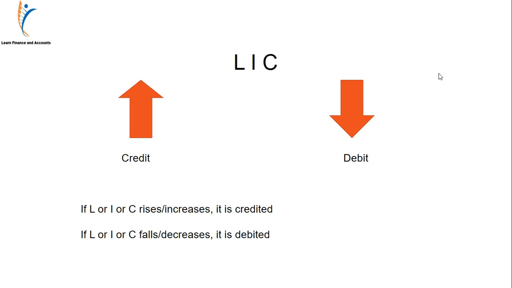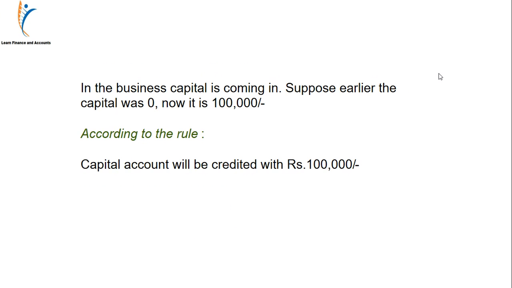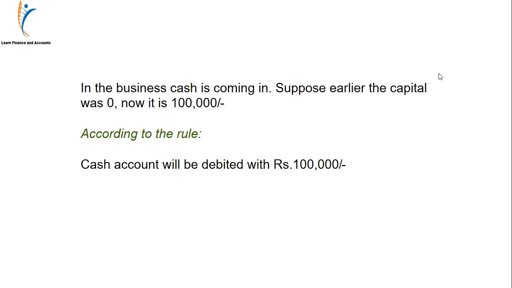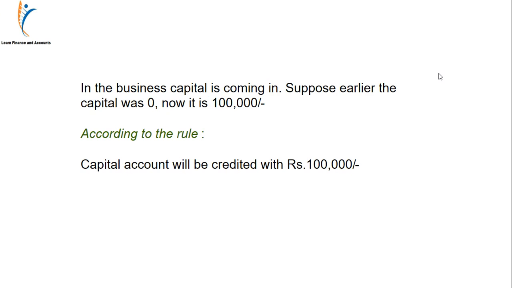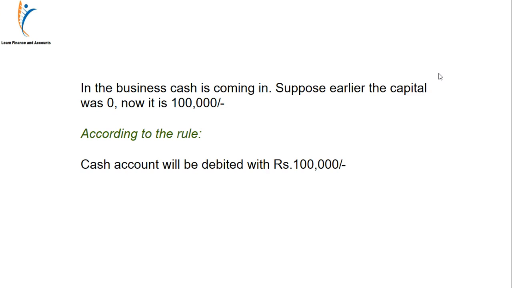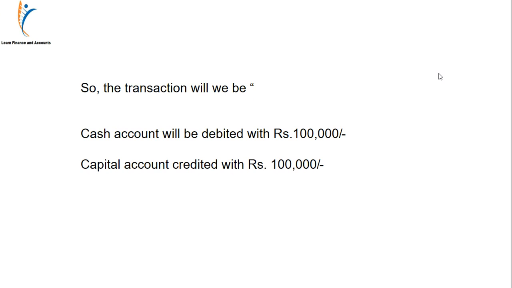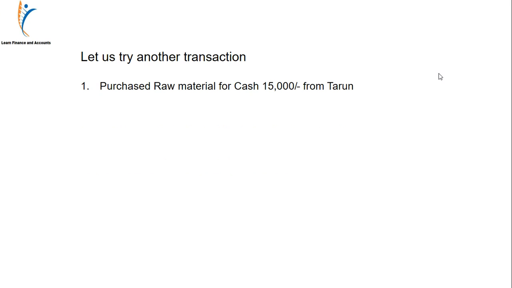And the second account is capital. Is it increasing or decreasing? It is increasing because capital is coming into the organization. Earlier it was 0, now it has increased to 1 lakh. So the account will be credited. Cash account will be debited and capital account will be credited. So that is what we have done in this transaction. The cash account will be debited and the capital account will be credited.